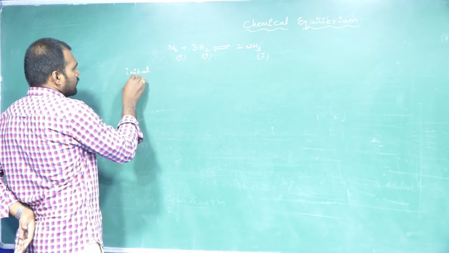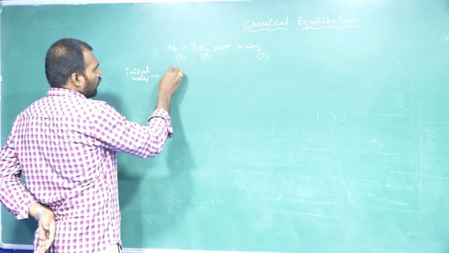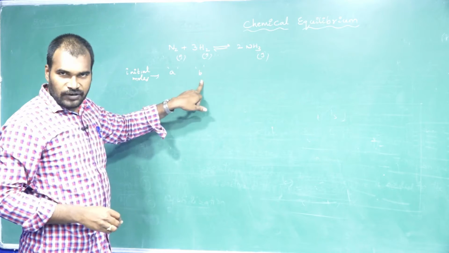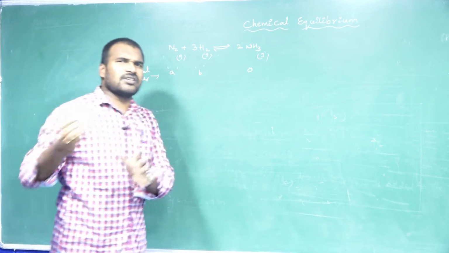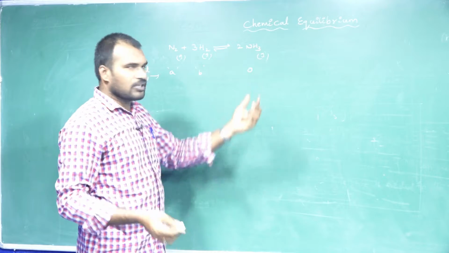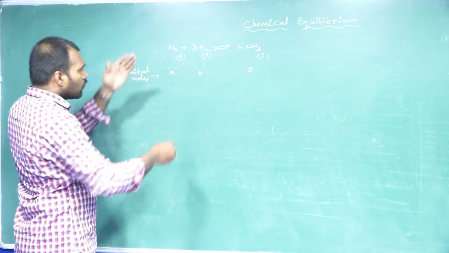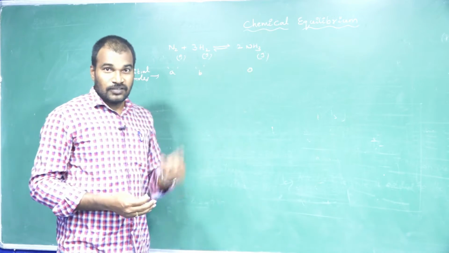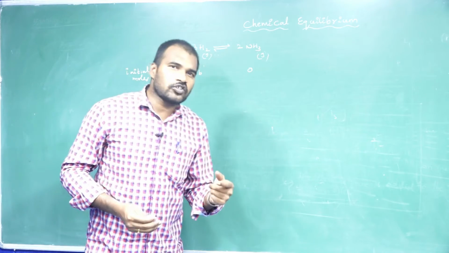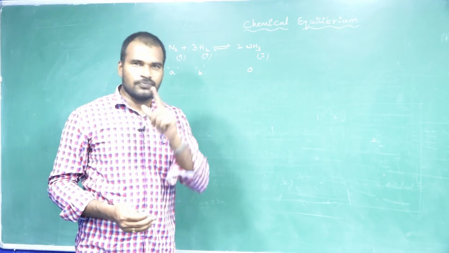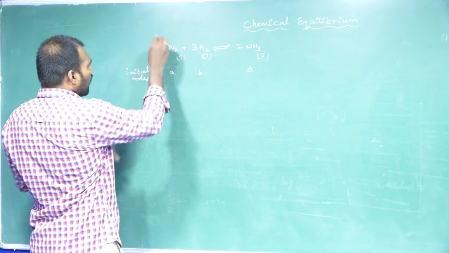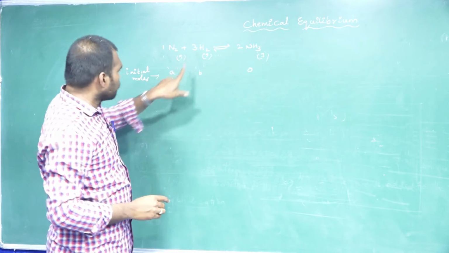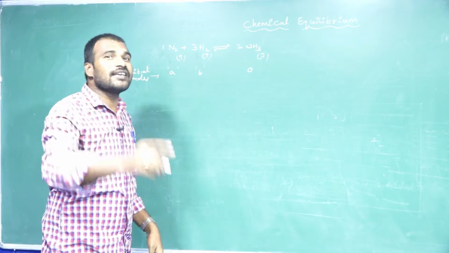What are the initial moles? A moles of nitrogen and B moles of hydrogen we have taken, and ammonia is 0. The reaction has not started, so the number of moles of product is 0. Now, let us imagine X moles of nitrogen reacted. How many moles of hydrogen will it react with? In the stoichiometric equation, 1 mole of nitrogen reacts with 3 moles of hydrogen, so X moles of nitrogen will react with 3X moles.